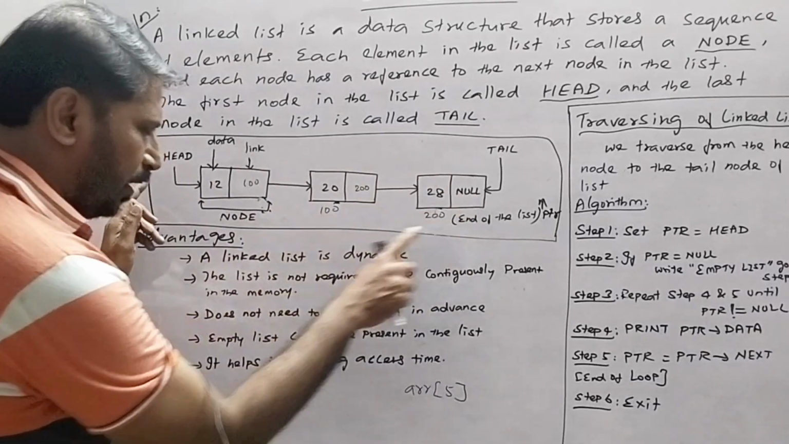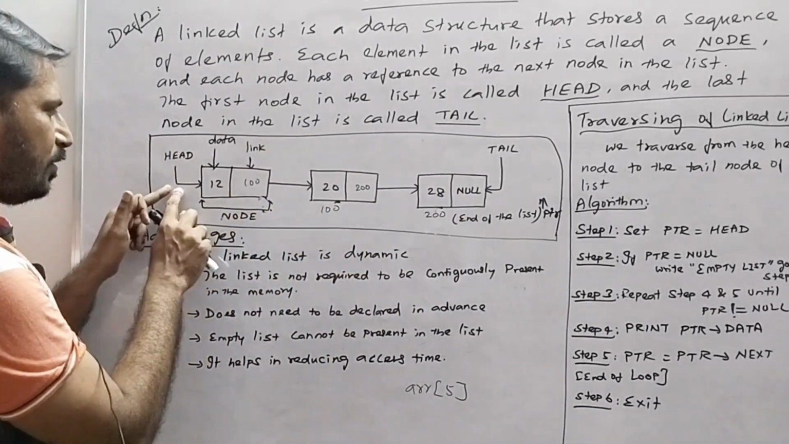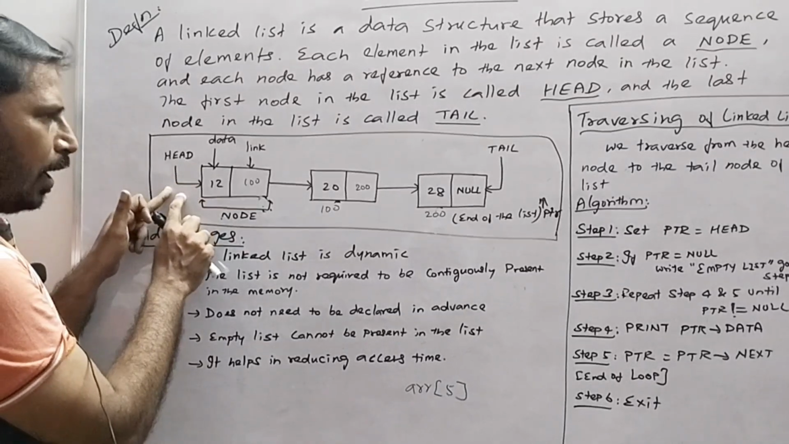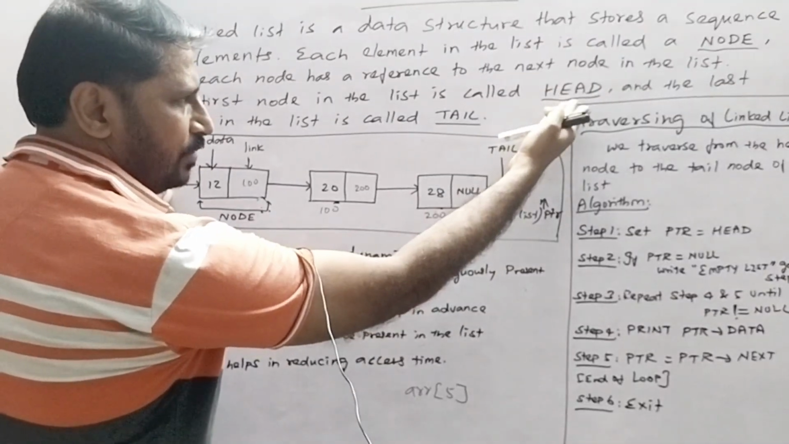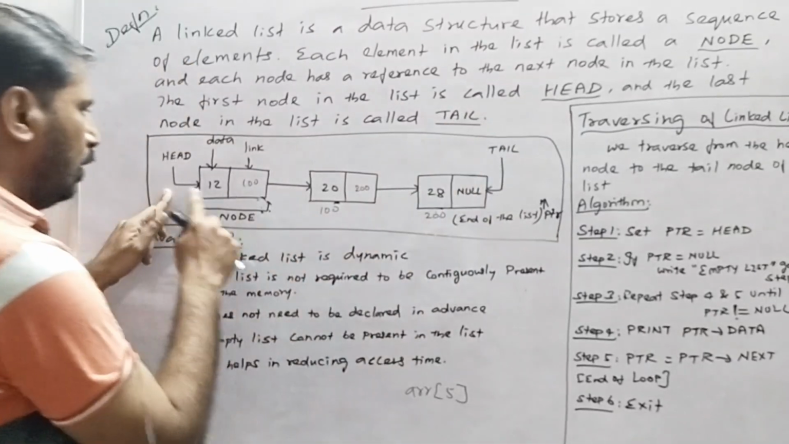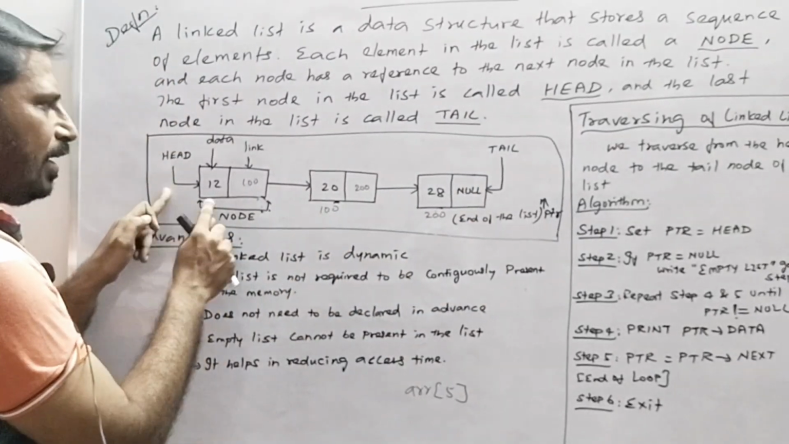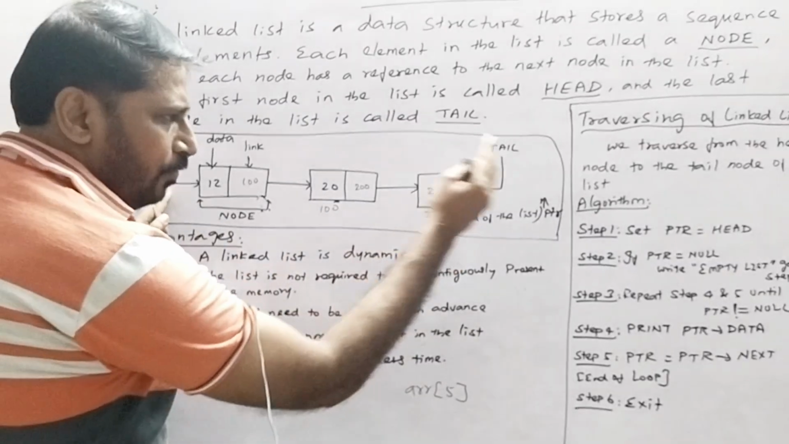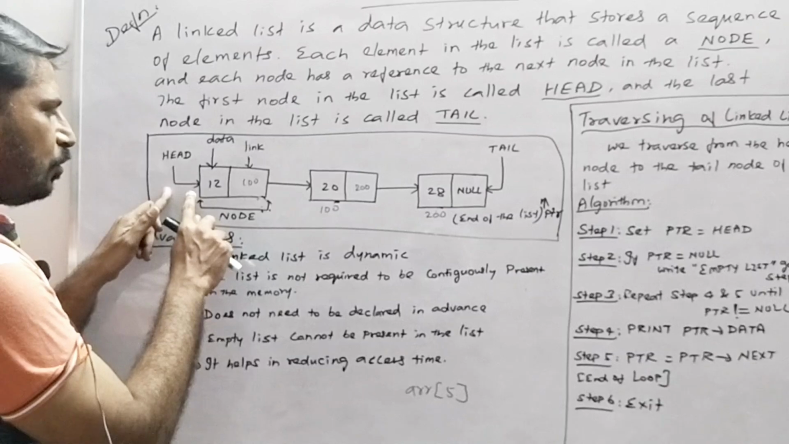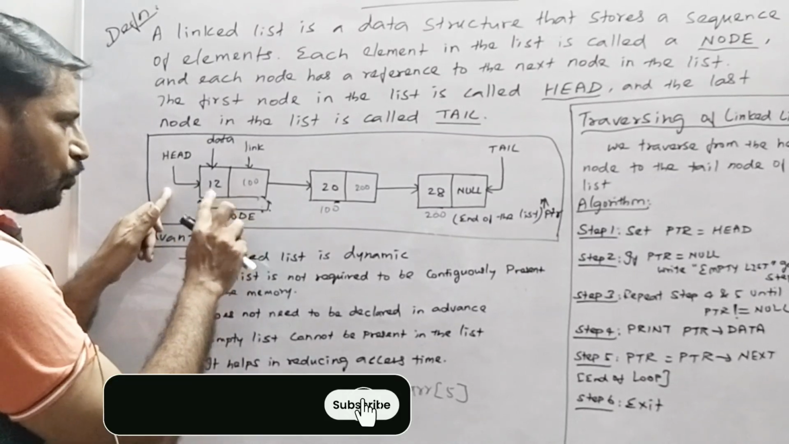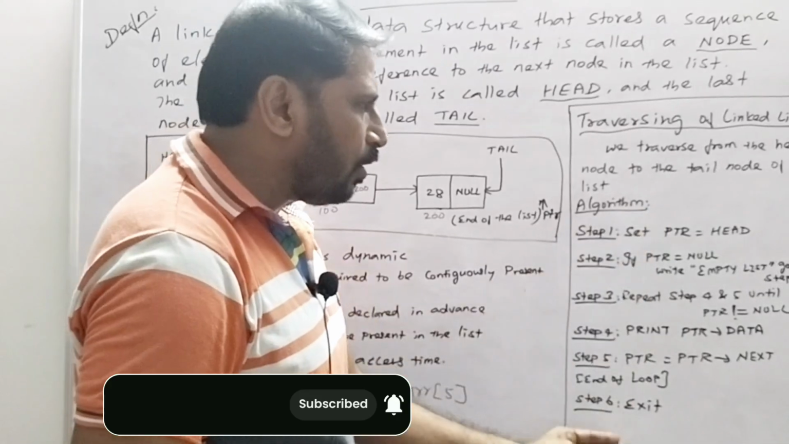As far as this linked list is concerned, the first node is called the head node and the last node is called the tail node. As we already discussed, this is the head node, this is the tail node. The head node is the starting node and the tail node is the end node of the linked list. So from the head node I traverse one by one through this traversing algorithm.